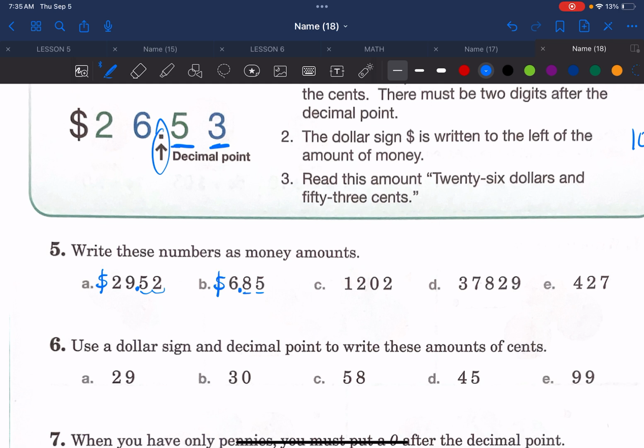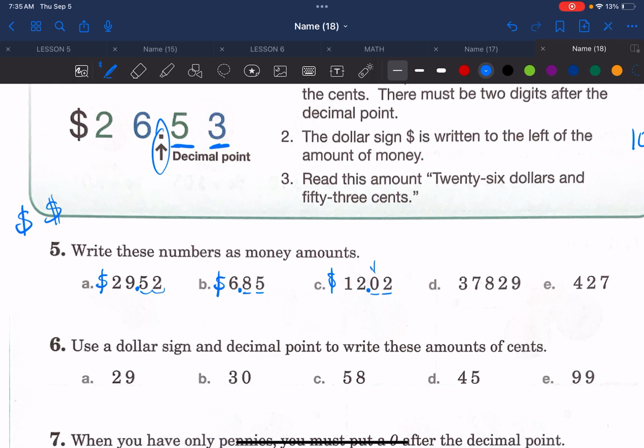All right, this one, 1 spot, 2 spots, put my decimal. Add the dollar sign. Also, the dollar sign can be 1 line or it can be 2 lines. You have probably seen it both ways. Either one is okay with me. But that amount on B is read as $6.85. Okay, this one, 1 spot, 2 spots, put your decimal, add your dollar sign, and you have $12.02.